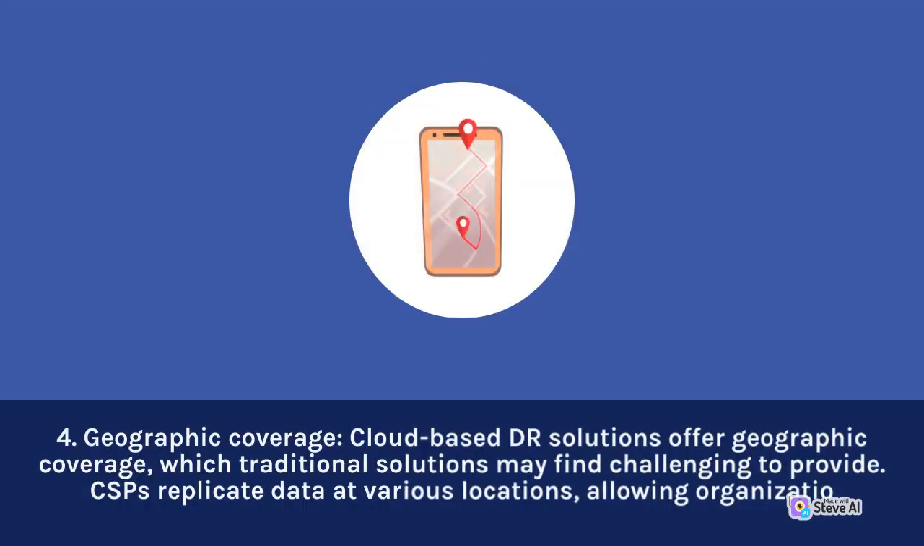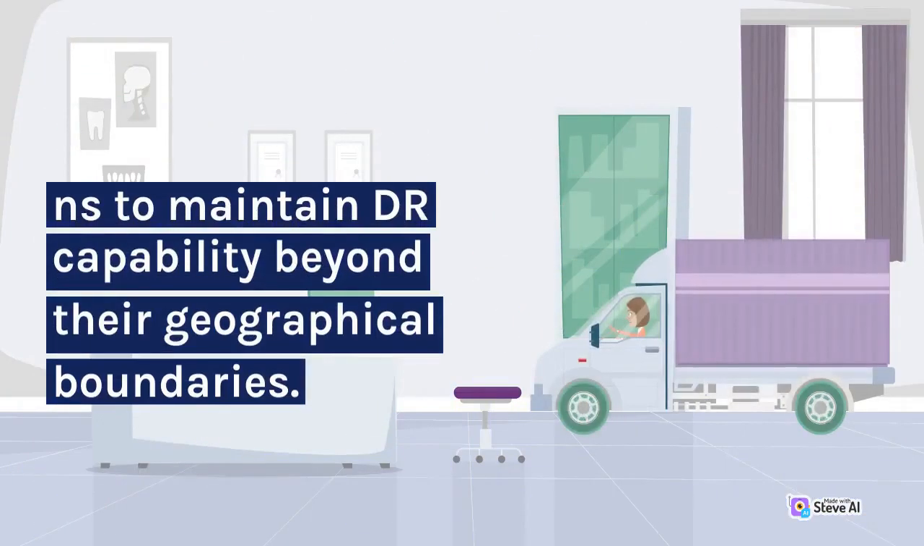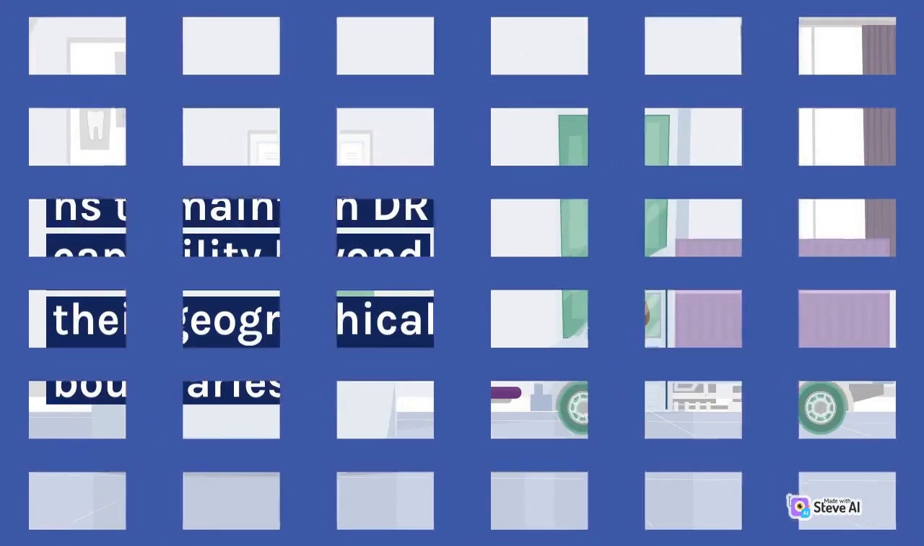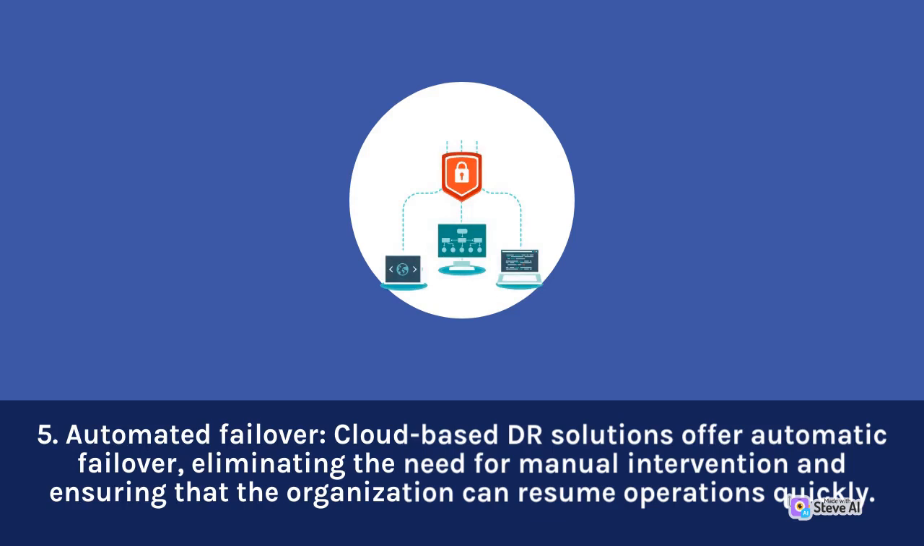4. Geographic coverage. Cloud-based DR solutions offer geographic coverage, which traditional solutions may find challenging to provide. CSPs replicate data at various locations, allowing organizations to maintain DR capability beyond their geographical boundaries. 5. Automated failover. Cloud-based DR solutions offer automatic failover, eliminating the need for manual intervention and ensuring that the organization can resume operations quickly.